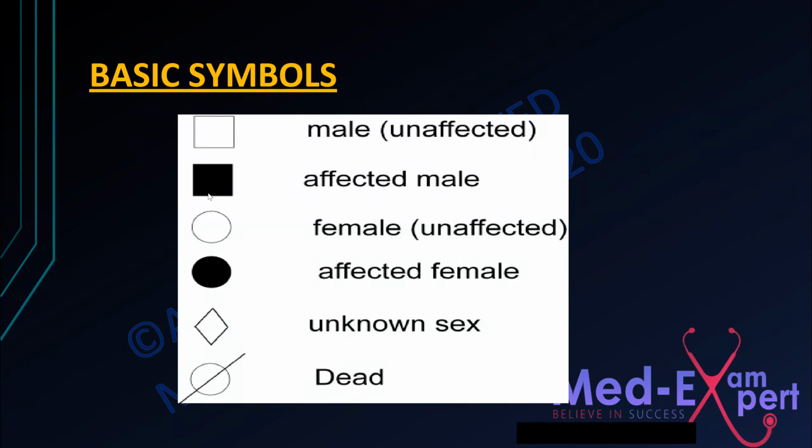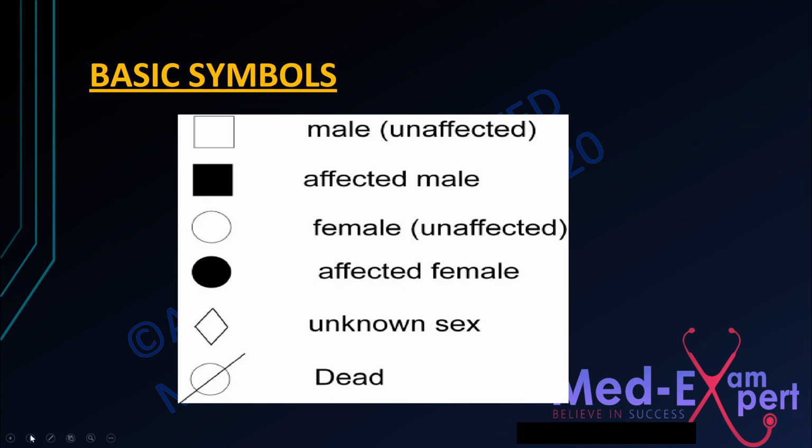An affected male will be colored black, and a square again. Females will usually be expressed as a circle, and unaffected will be white. An affected female will be black in color. Unknown sex is this rhomboid; dead female, dead kid, dead babies, you have to put it like that. Okay.